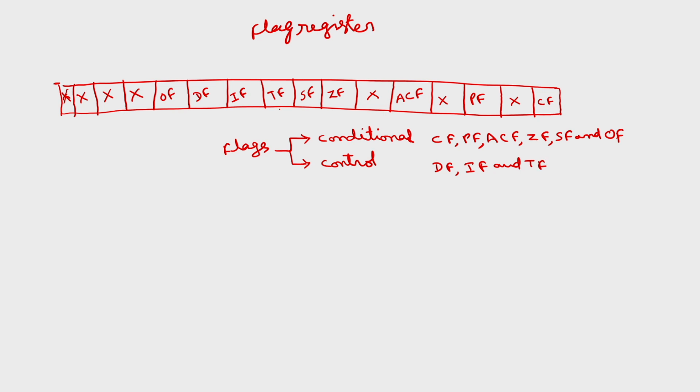As the name implies, under some conditions only the conditional flags will be set or reset, whereas the control flags have to be programmed by the user, the programmer. He can set or reset these control flags, and accordingly there will be some control action. Coming to the conditional flags, the first flag is the carry flag. The carry flag has only two conditions, set and reset.